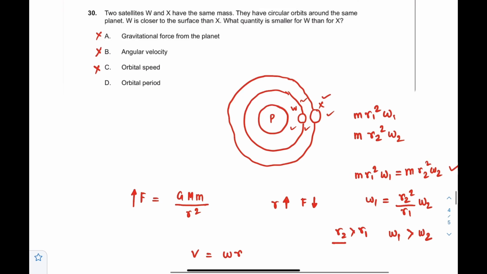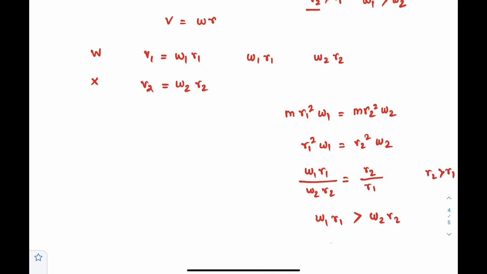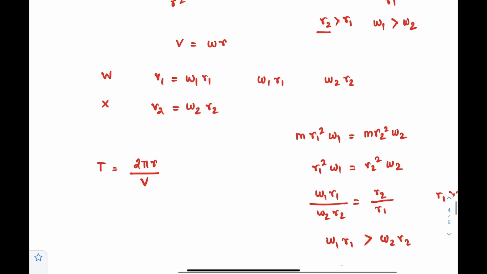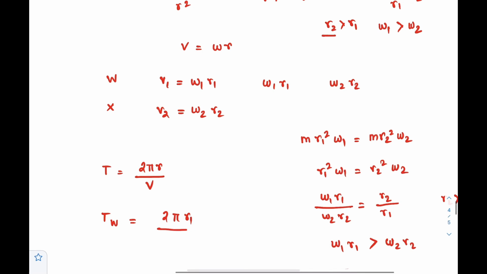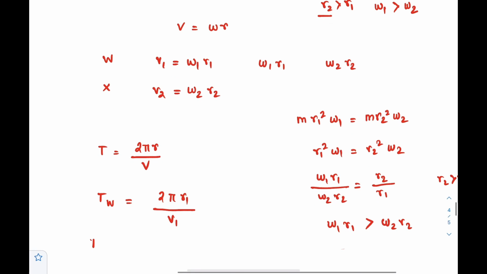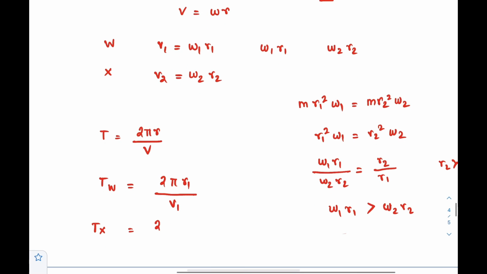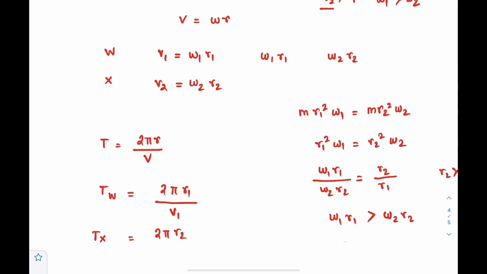Now the orbital period T is equal to 2 pi r by v, where v is the speed. So the orbital time period for W is 2 pi r1 by v1, and the time period for X is 2 pi r2 by v2. From here we got that v1 was greater than v2.